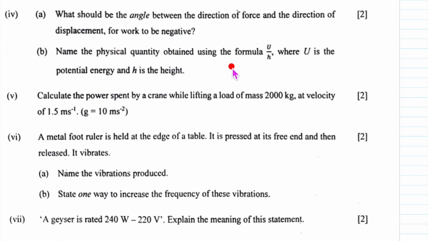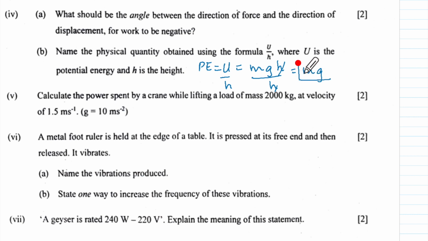Name the physical quantity obtained by the formula U upon H, where U is the potential energy and H is the height. Now potential energy, which is U, is equal to mgh. But they want U upon H, so I will divide both sides. So what do I get? This is equal to mg.